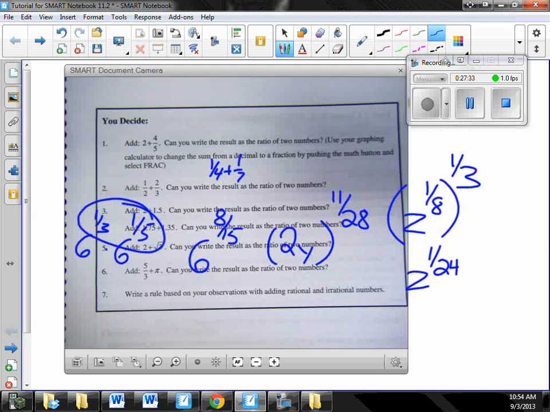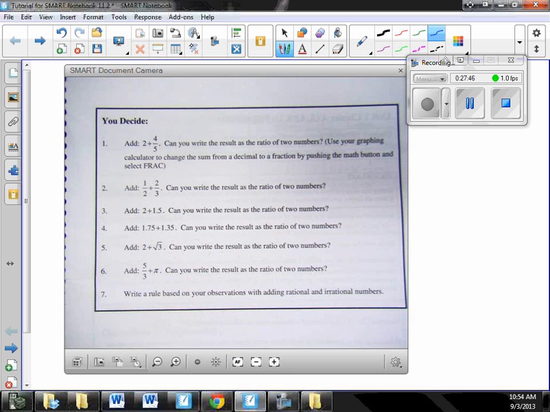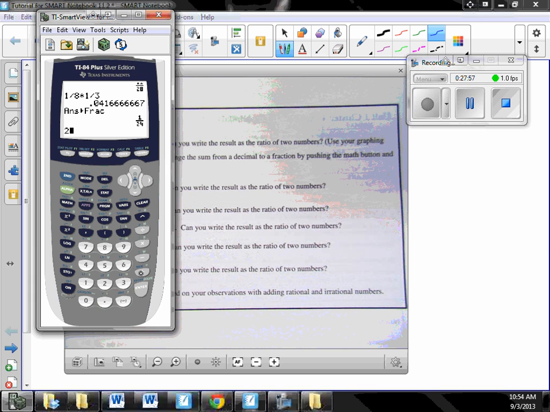It says, can you write the result of 2 plus 4/5 as the ratio of two numbers? This is just asking, can you create a rational number, a fraction, using just these two numbers? Well, if you don't know, plug it into your calculator and see if it turns into a fraction. So 2 plus 4/5, math fraction. Yeah, the answer is 14/5.